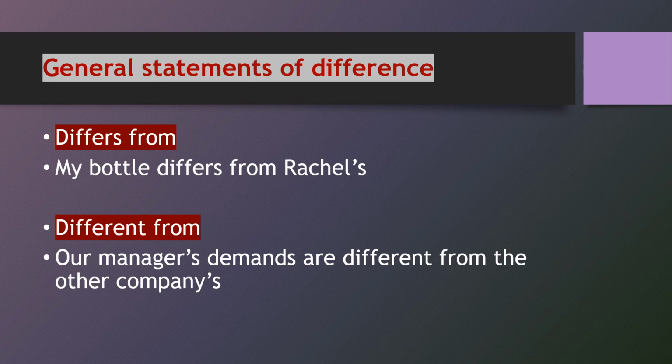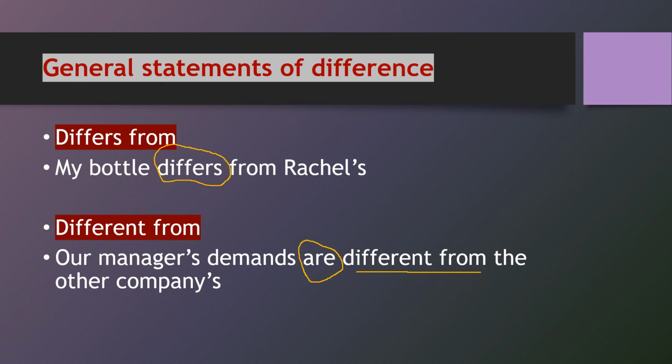So our managers, let's look at the difference between the two conditions. In the first place, my bottle differs from, you don't need the main verb because differs is the main verb in this sentence. Okay? In the second case, our manager's demands are different. Here we have the main verb are, and different is the adjective that follows the main verb. Whereas differs, it is the main verb in the sentence.